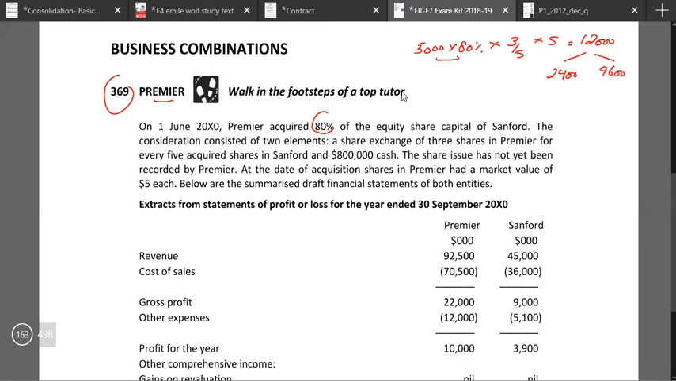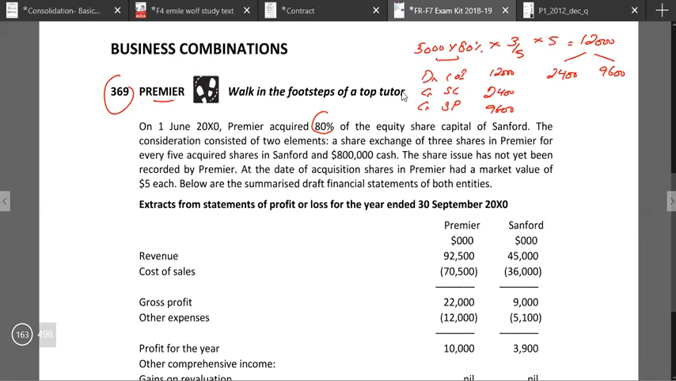So the entry will be debit cost of investment, credit share capital, and credit share premium. So 12,000, 2,400, and the rest will be share premium.